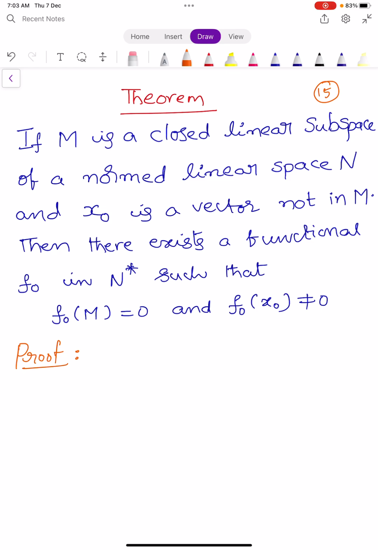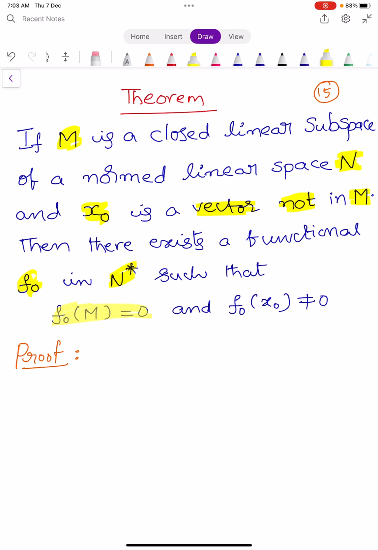In this video, we prove a theorem. Let us see the statement. If capital M is a closed linear subspace of a normed linear space capital N and x0 is a vector not in capital M, then there exists a functional f0 in N star such that it satisfies two properties: f0 of m is equal to 0 and f0 of x0 is not equal to 0.